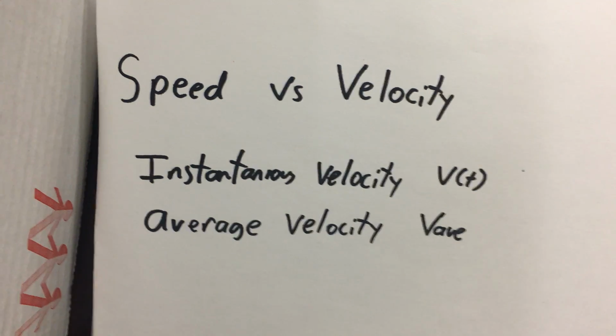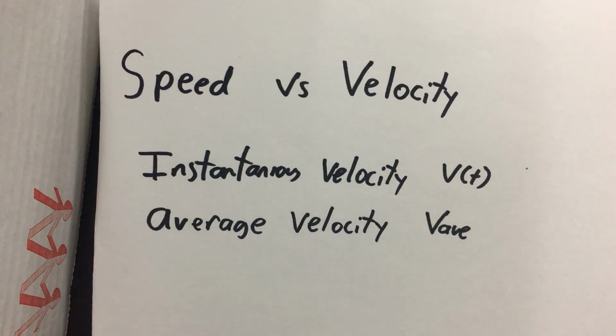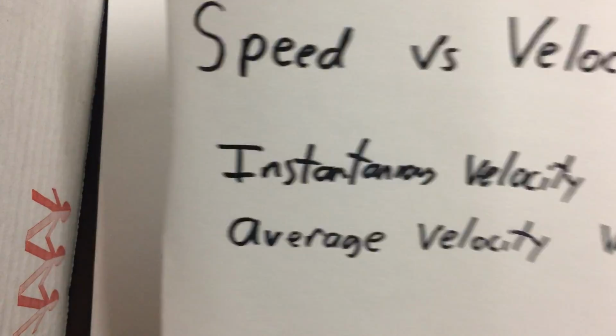We're going to look now at the difference between speed and velocity, as well as the ideas of instantaneous velocity and average velocity. I'm going to do my best to illustrate these ideas with an example of a person running around a track.